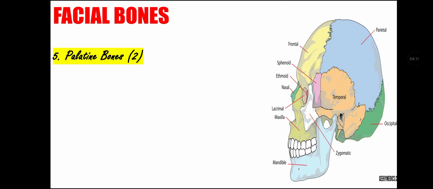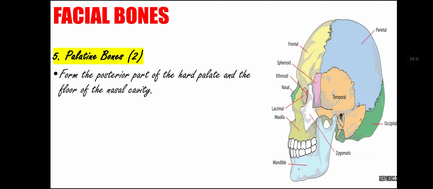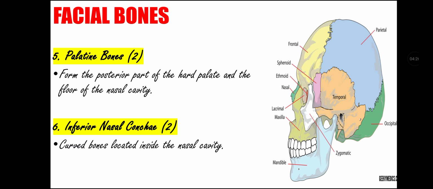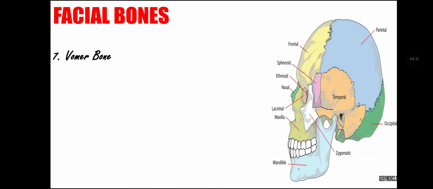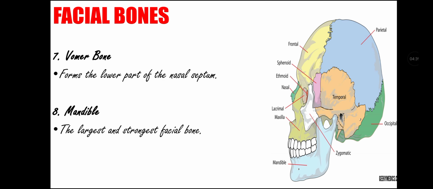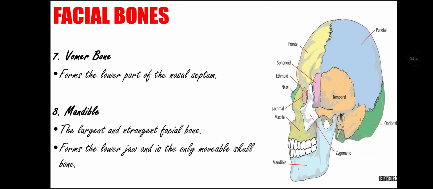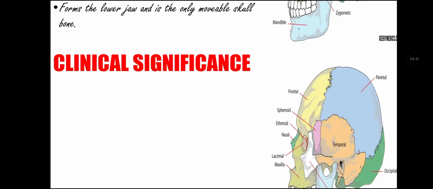Further talking about facial bone, we have palatine bone that are also the paired bone. They form the posterior part of hard palate and floor of nasal cavity. Then we have inferior nasal conchae that are also the paired bone. They are curved bones located inside the nasal cavity, and they help filter and humidify inhaled air. Further talking about facial bone, we have vomer bone that forms the lower part of nasal septum, and mandible that is the largest and strongest facial bone. It forms the lower jaw and is the only movable skull bone.